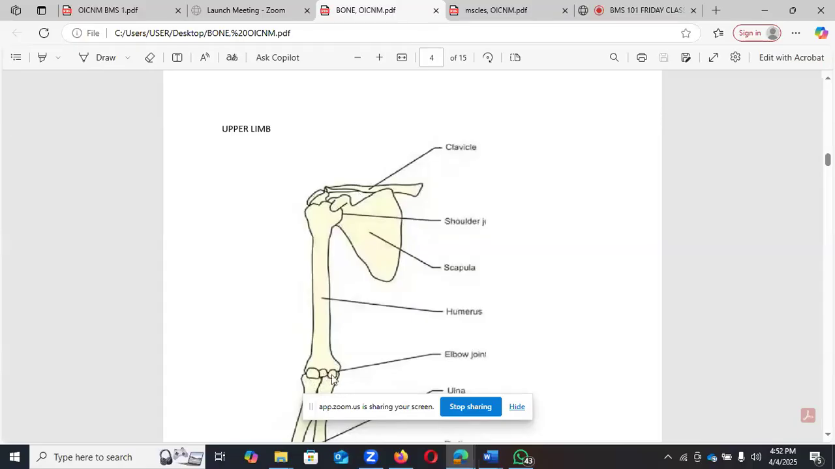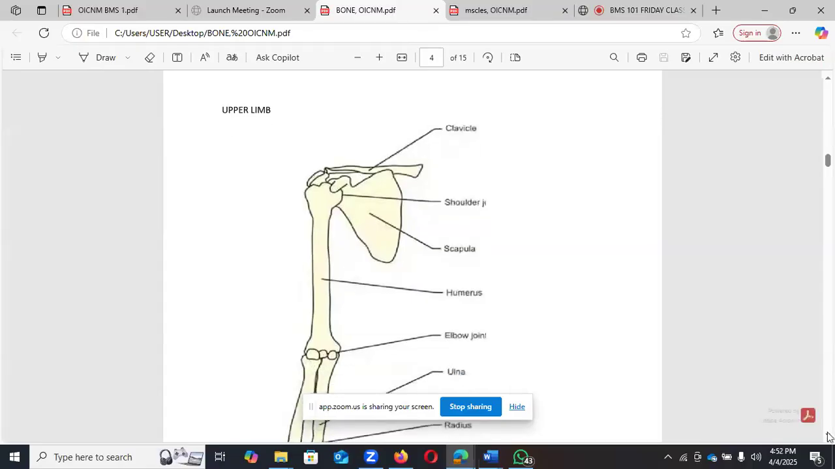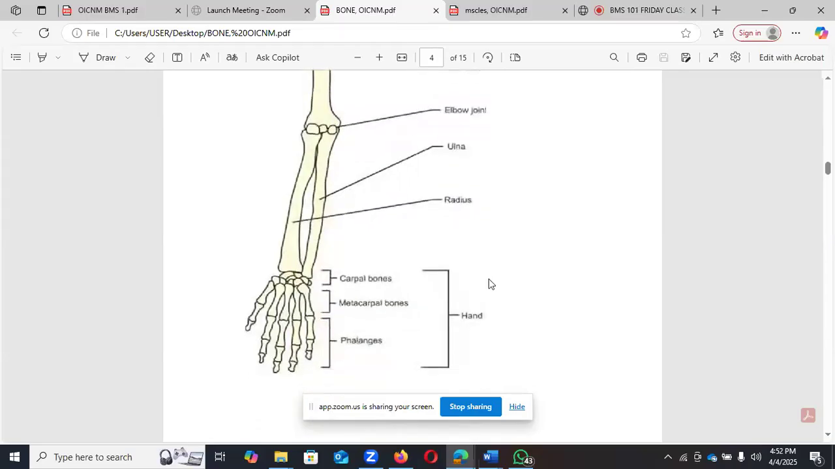This is the elbow joint, and this is the ulnar bone and the radial bone, the radius. This is the wrist. You have the carpal bones here. You have the metacarpals, which are next, and you have the phalanges, and they are the bones of the hand that form the fingers. You have the phalanges, the metacarpal bones, and the carpal bones.